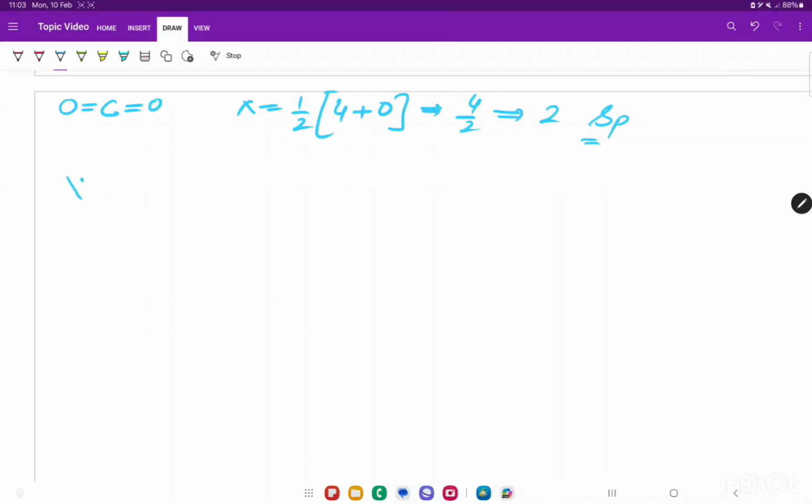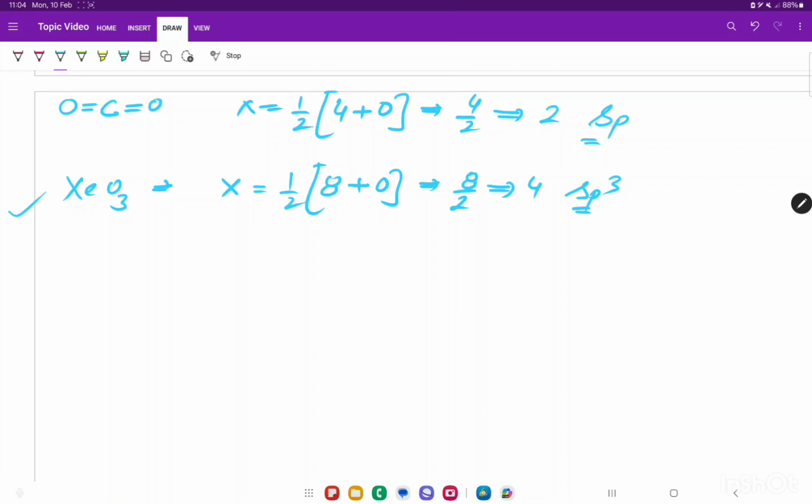Okay, we take one more example, XeO3. Now xenon has 8 valence electrons, plus the divalent atom is oxygen, therefore 0, no charge. 8 divided by 2 equals 4. Hybridization is sp3. It means xenon trioxide has sp3 hybridization.